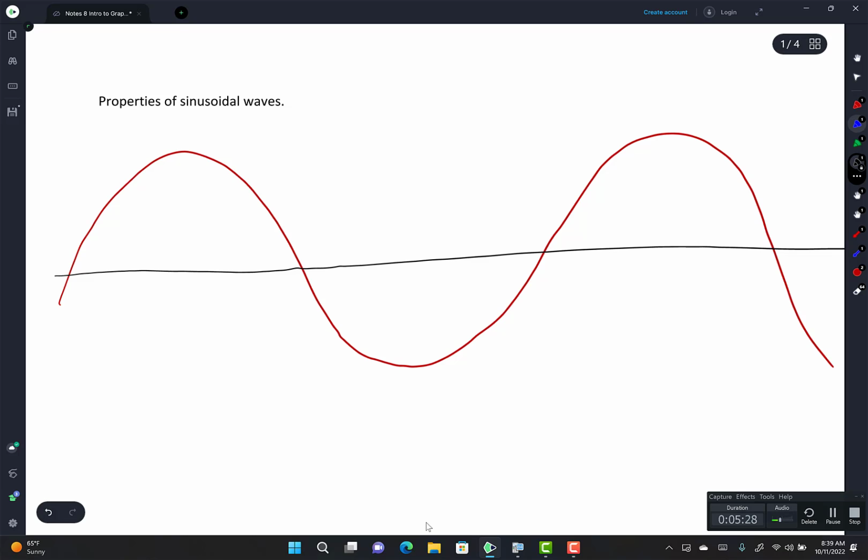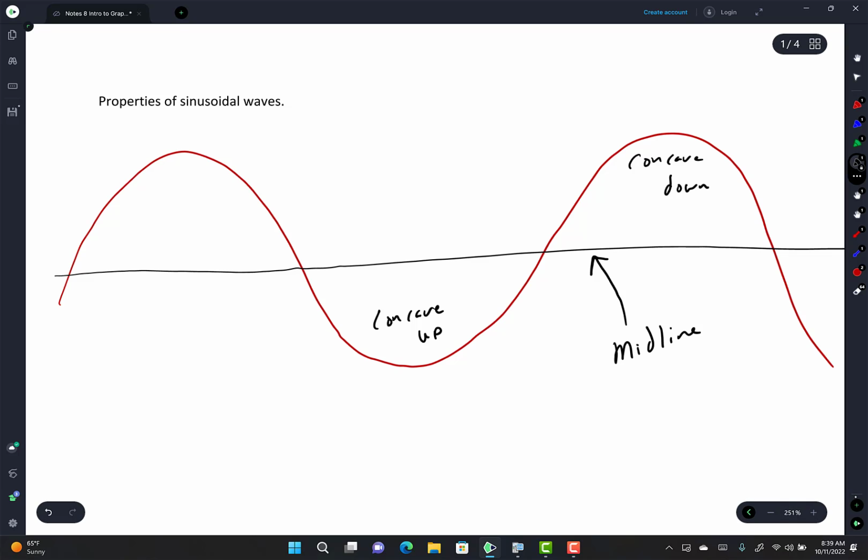So what do we know about waves? We know that this is concave down. See, it's like a bowl upside down. We know that this is concave up. This line that's going right through the middle is called a midline, and it's also sometimes called a sinusoidal axis.